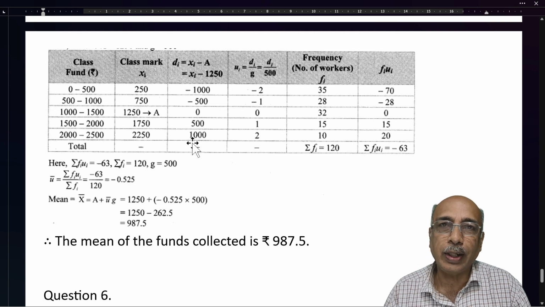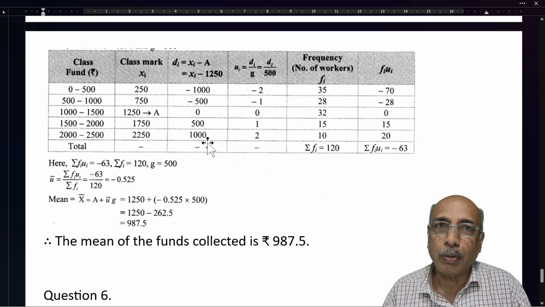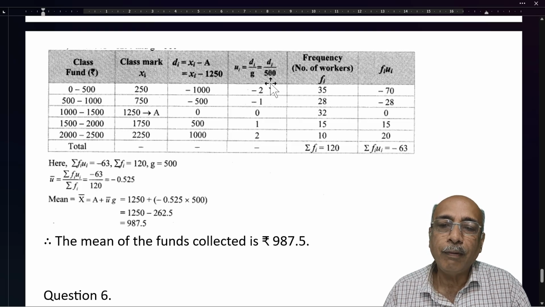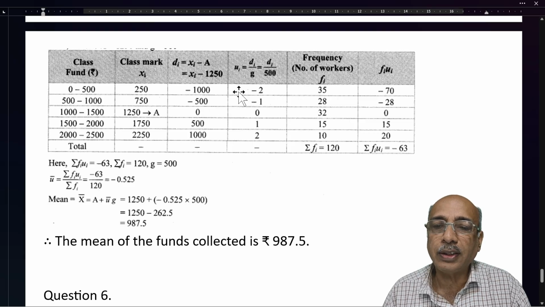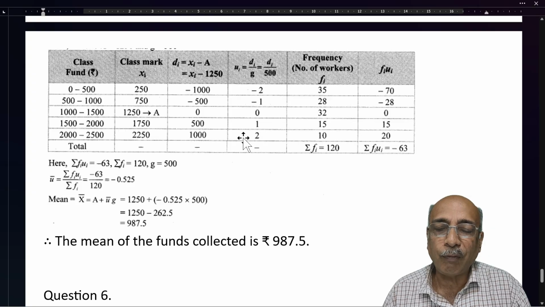After calculating di, ui we have to calculate. di is given to you as you have calculated here. Divide by G. G is nothing but the GCD of di. Here what will be the GCD, greatest common divisor? 500. So here di upon G value will be 500. So simplify it. Minus 1000 divided by 500 is minus 2. Minus 500 divided by 500 is minus 1. 0 divided by 500 is 0 only. 500 divided by 500 is positive 1. 1000 divided by 500 is 2.